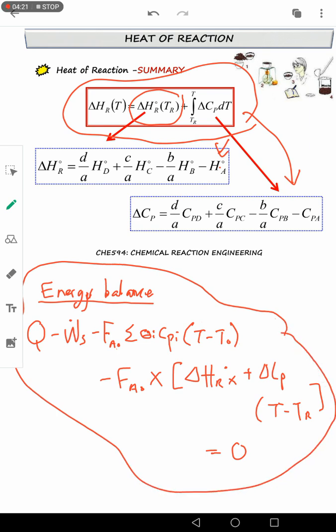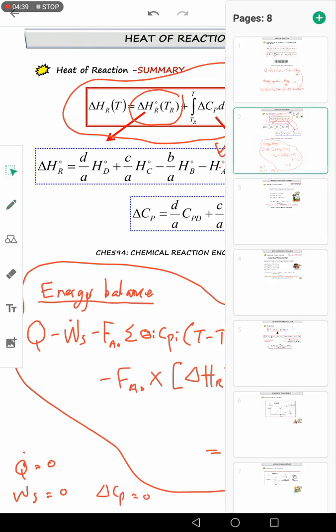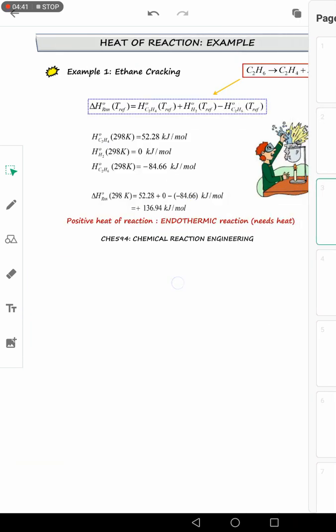So from here nanti kita akan tengok case by case. Kalau adiabatic Q equals to 0, work equals to 0, and sometimes dia akan bagi delta Cp equals to 0, so equation ni akan jadi macam mana. Okay, so this is just a recap of how to deal with the heat of reaction. Okay, yang ni you boleh buat sendiri.